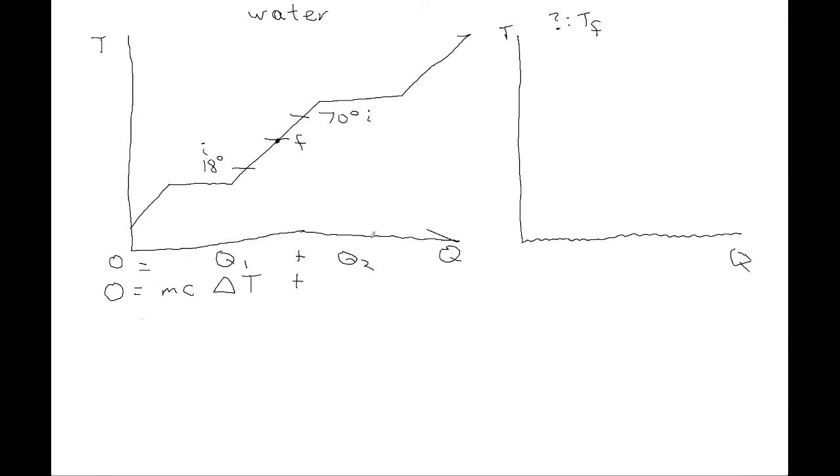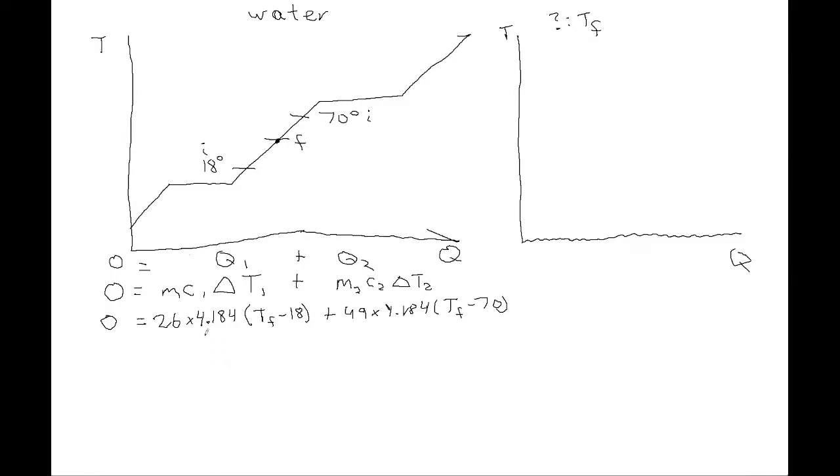And in the first equation, I plugged in MC delta T, where M is 26 grams, C is the specific heat of water, 4.184, and then times TF minus 18, the initial temperature of the first sample of water. And then I said plus another M2 C2 delta T2, where M is 49 times C, which is 4.184, times TF minus 70 degrees. Okay, good. All right, that was a good start. Now what?